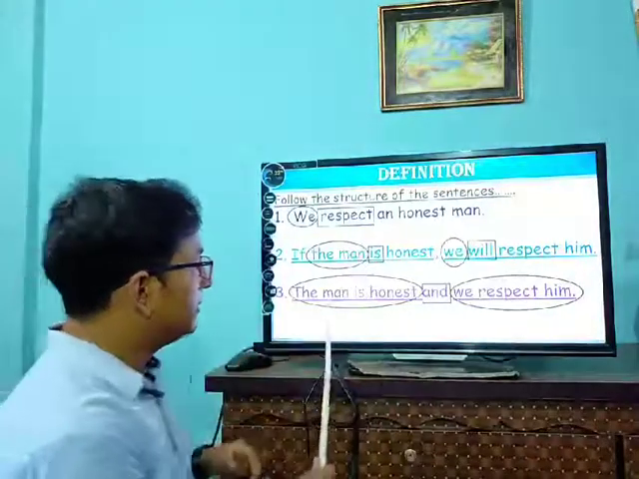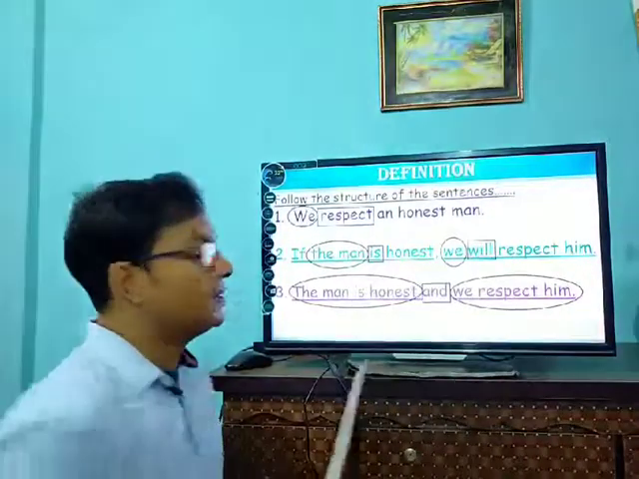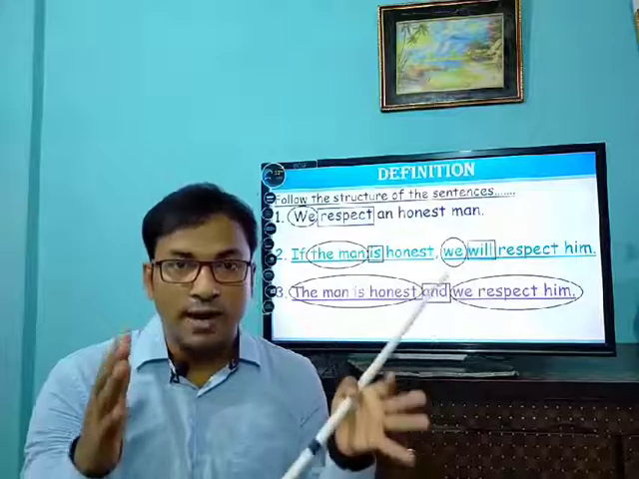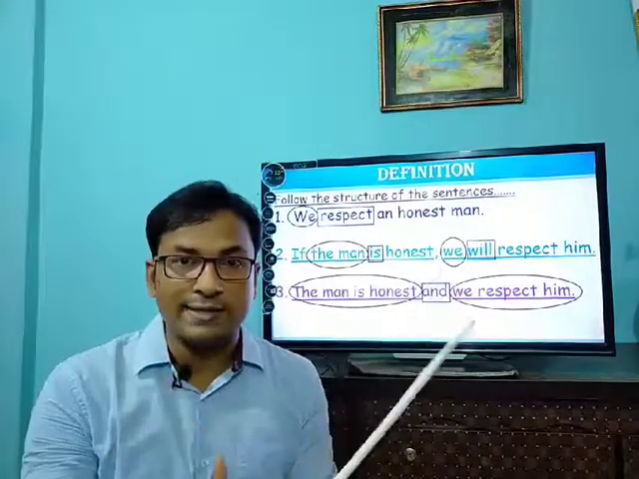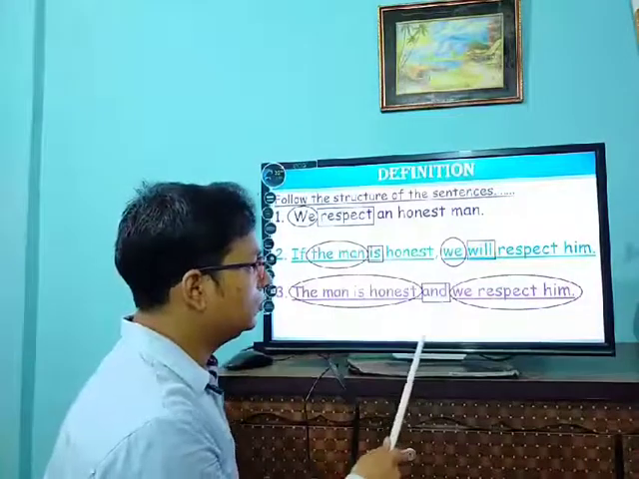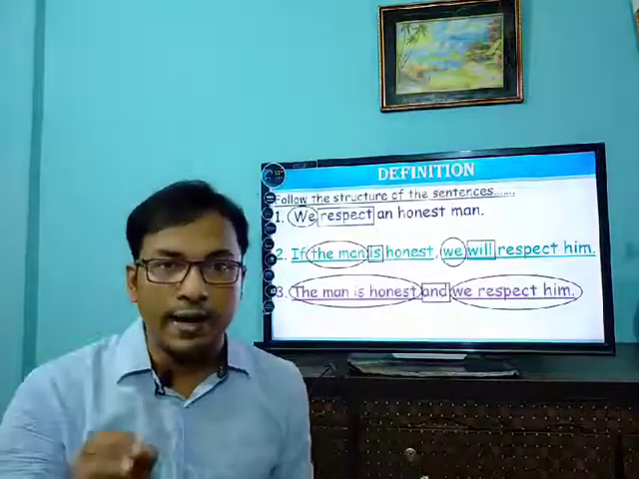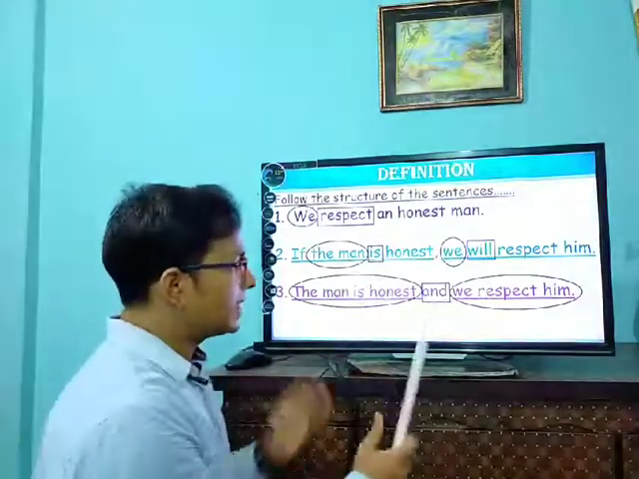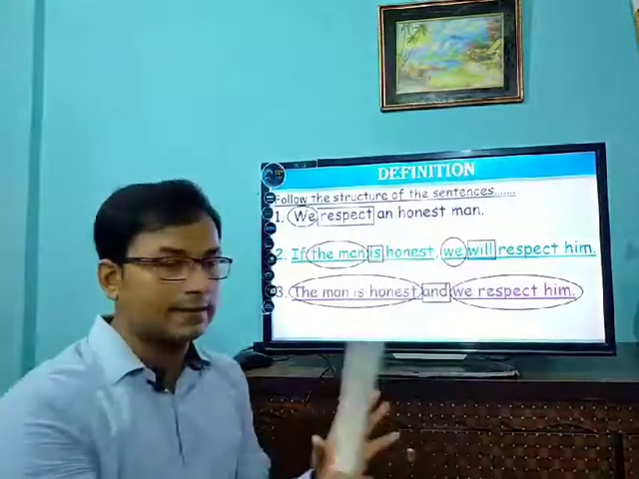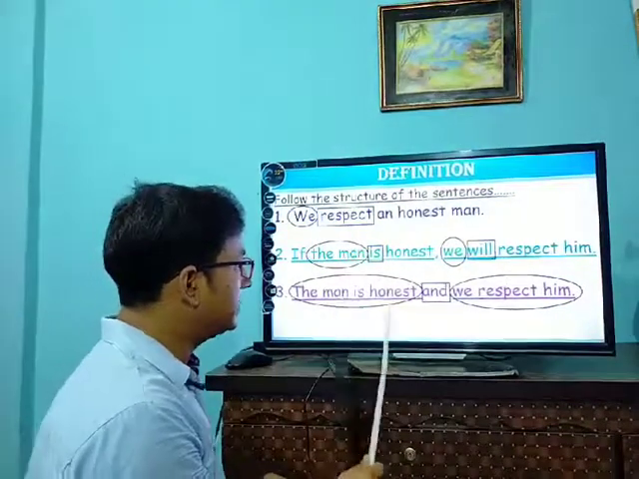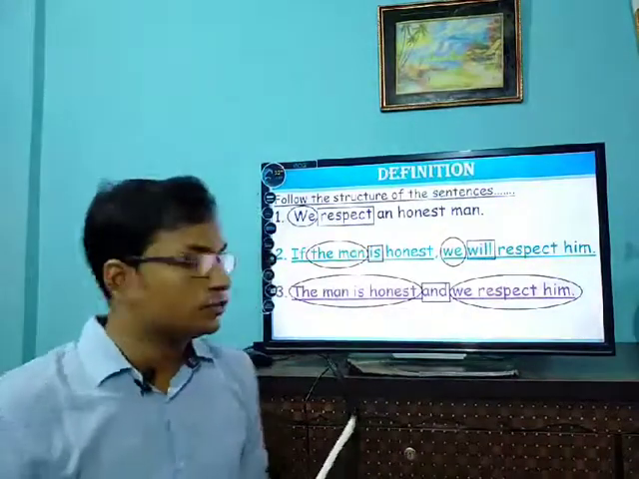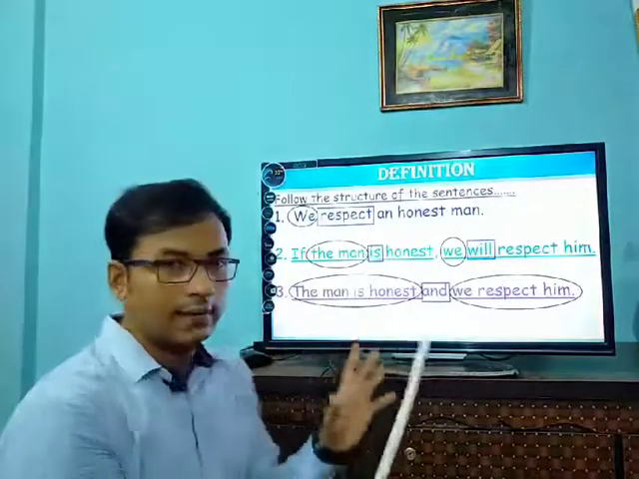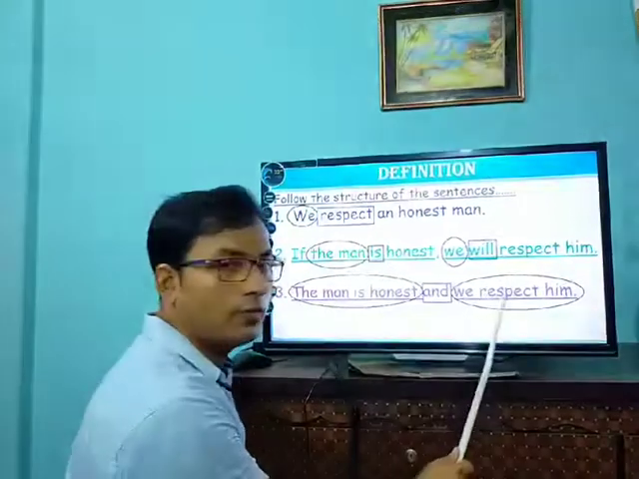And the last one, the man is honest and we respect him. Here we also find two parts of a sentence, and these two parts have been combined with the help of and. We know and is a conjunction, especially called a coordinate conjunction, and this conjunction has added two parts of the sentence. In the first part there is a subject and a finite verb, and in the last part there is also a subject and a finite verb.